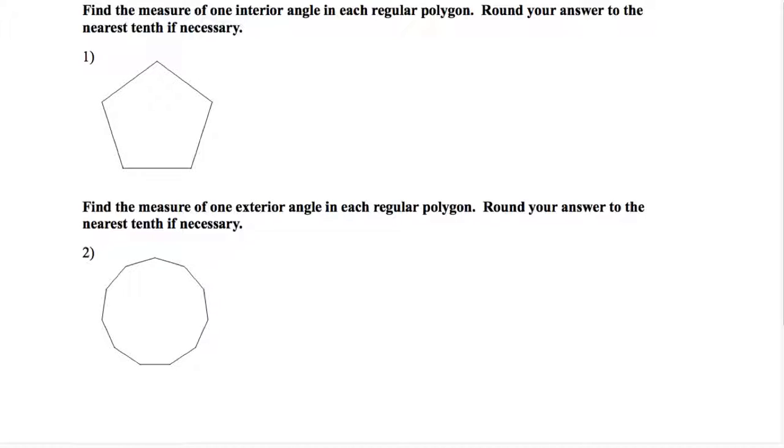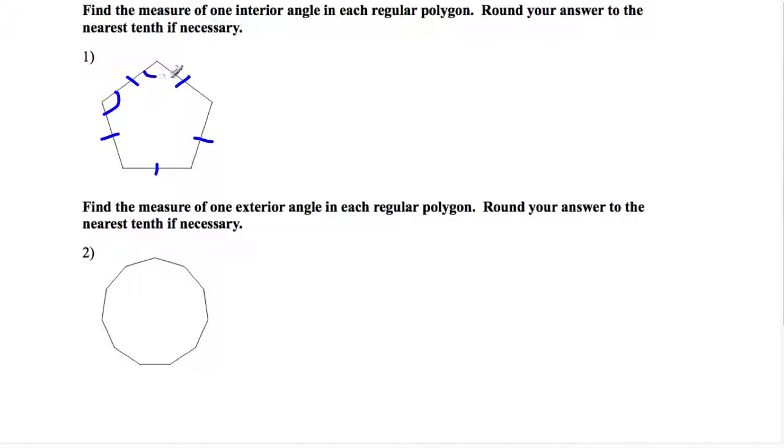So we want to look at interior and exterior angles, and specifically we want to look at regular polygons. Remember that a regular polygon is just a normal polygon, but the sides are all the same length and the angles are all the same measure. So here we have this regular polygon with 1, 2, 3, 4, 5 congruent sides, which makes it a regular pentagon. So we want to find out what one interior angle is.